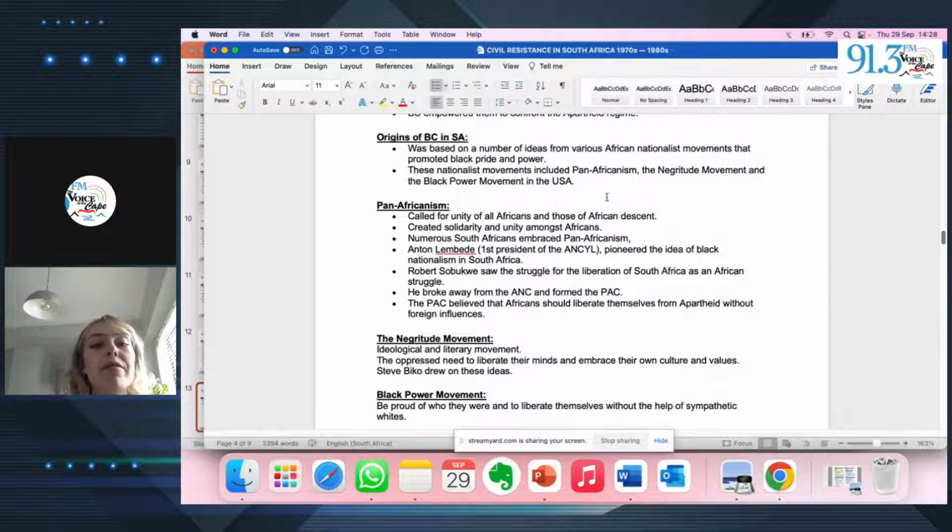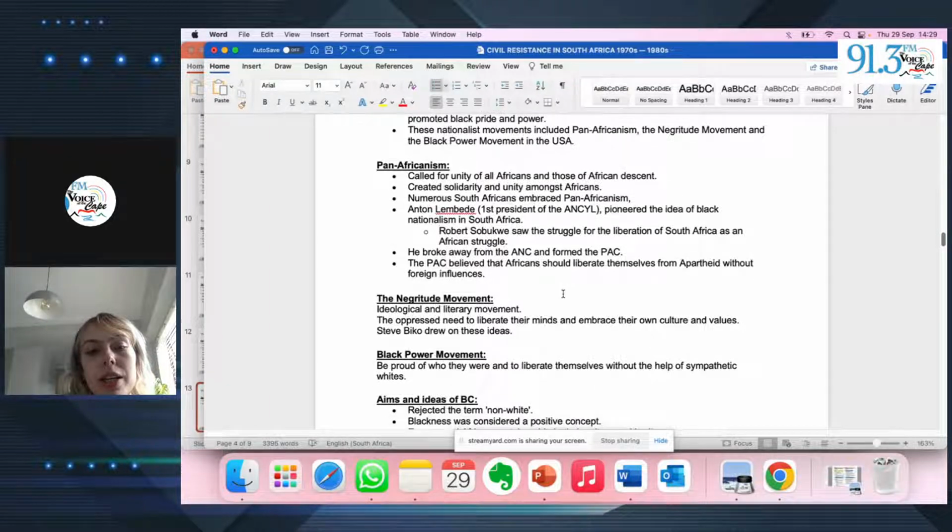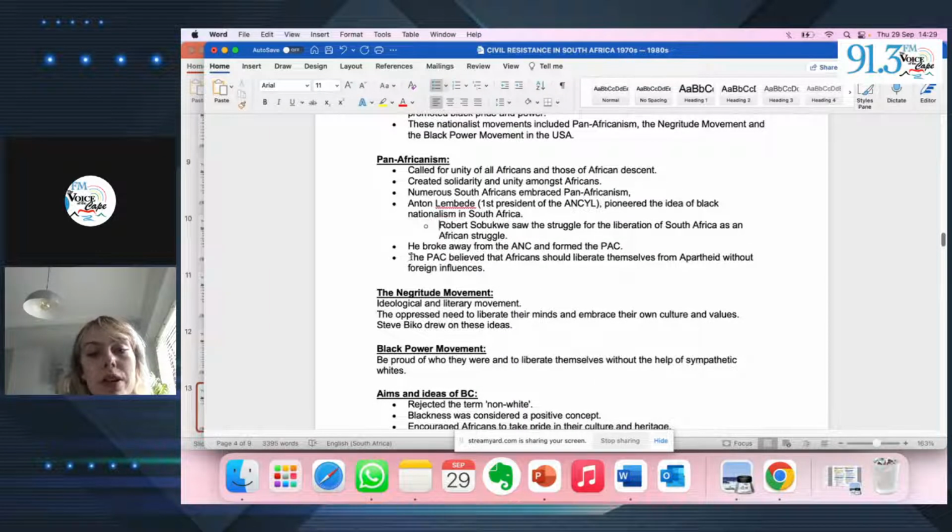Okay, so Pan-Africanism called for unity again of all Africans and those of African descent. It created solidarity and unity amongst Africans, and numerous South Africans embraced Pan-Africanism. So think about Robert Sobukwe, who started the Pan-African Congress when he broke away from the ANC, when he was inspired by the ideas of Pan-Africanism. So the Pan-African Congress believed that Africans should liberate themselves from apartheid without foreign influences.